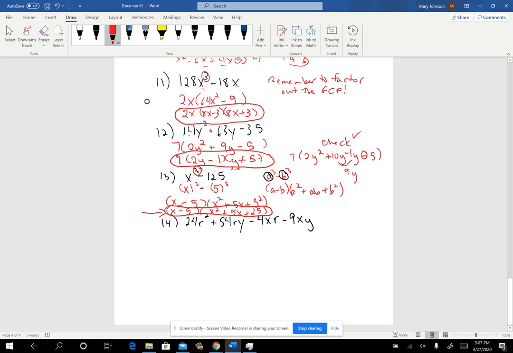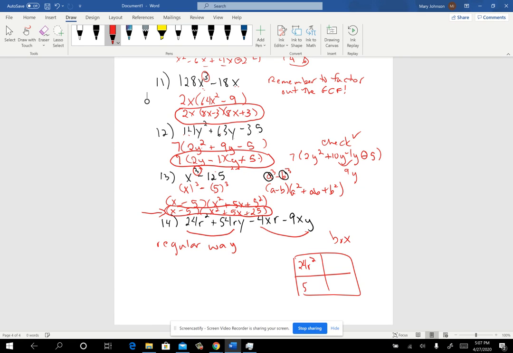Because that x squared plus 5x plus 25 won't factor anymore. All right, then on 14, this is 4 terms. So this is where we did factoring by grouping, either with the box or without, the regular way. And either way is fine. So if you like the box, you put in your terms. Okay, and then what you're going to do is pull out the greatest common factor in that top left corner. So that's going to be the 6r.